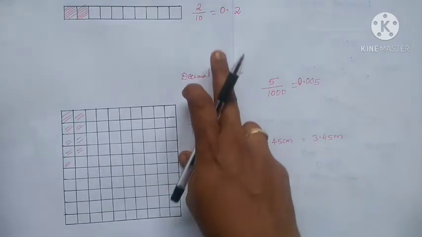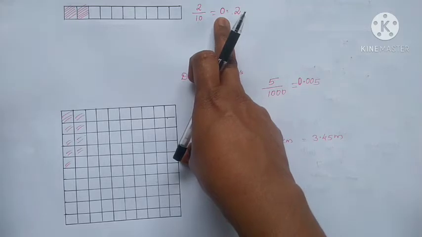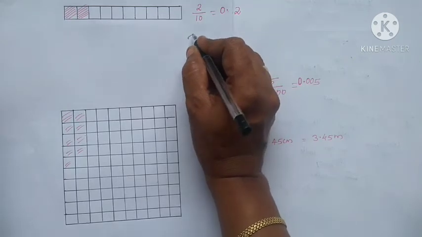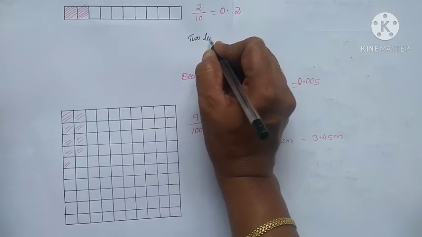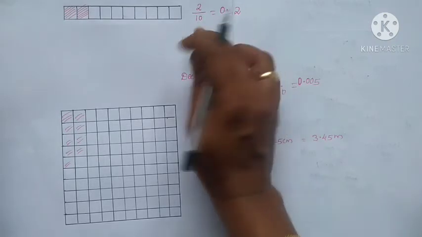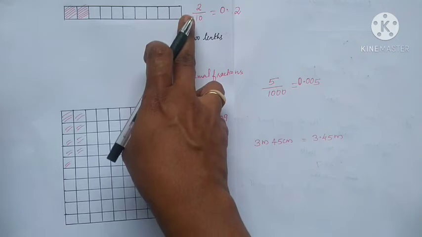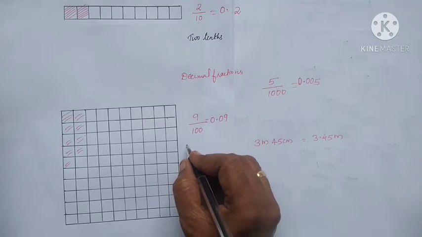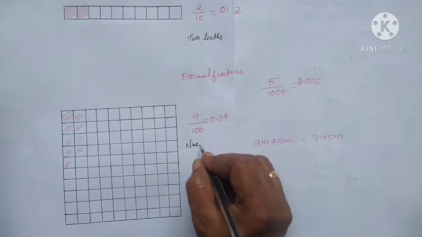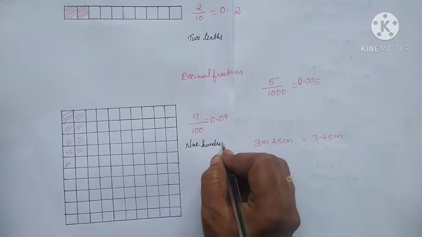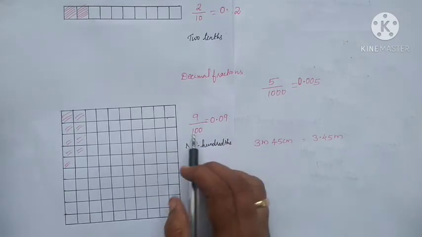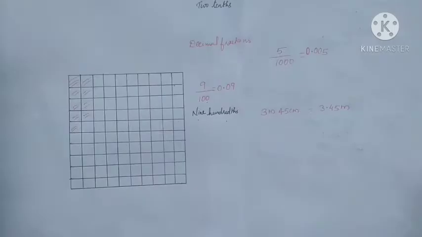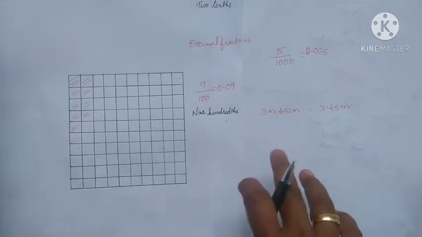Another way to read this number. Here I told you before 0.2, but another option is 2 tenths. That is the reading way for 2 by 10, 2 tenths. So here 9 hundredths, that means 9 by 100, 9 hundredths. Understand?